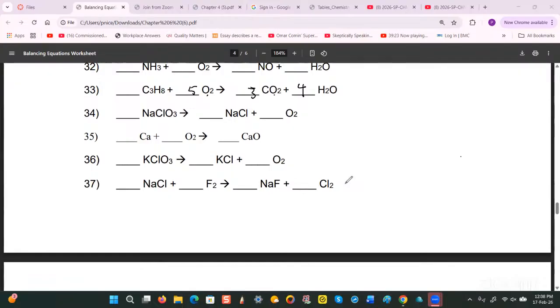And then I got one of the Mg. So it's MgBr2 plus Cl2. CaCl2 plus Br2. Yes, it does. It's already balanced.